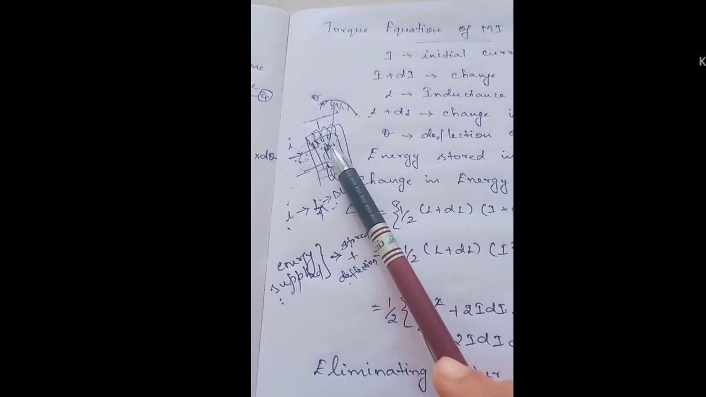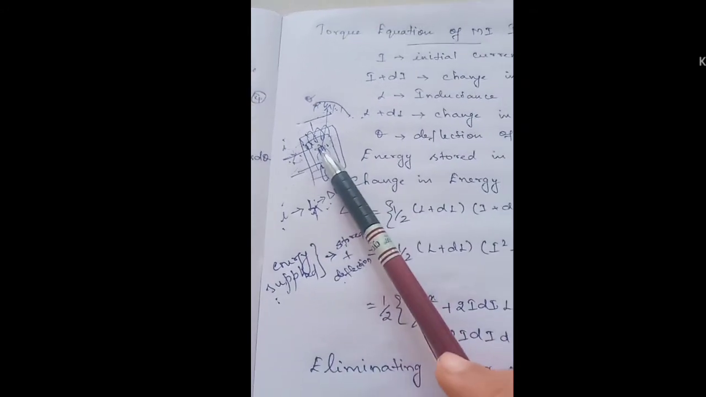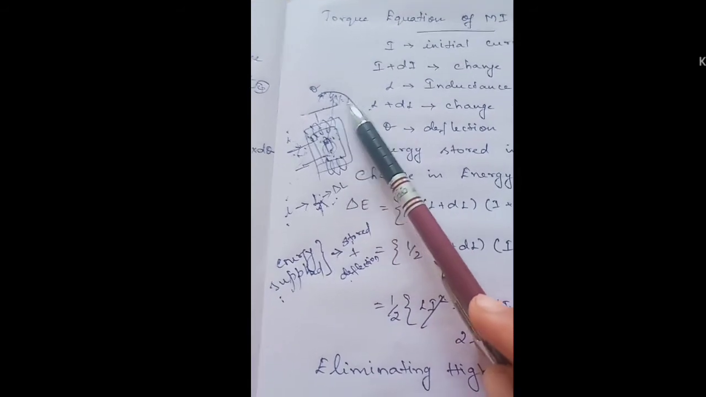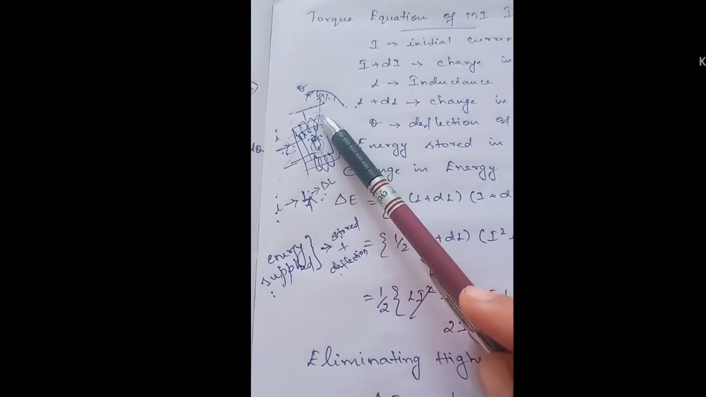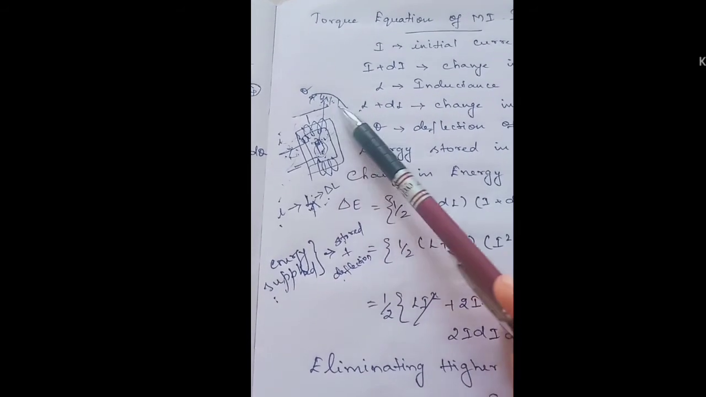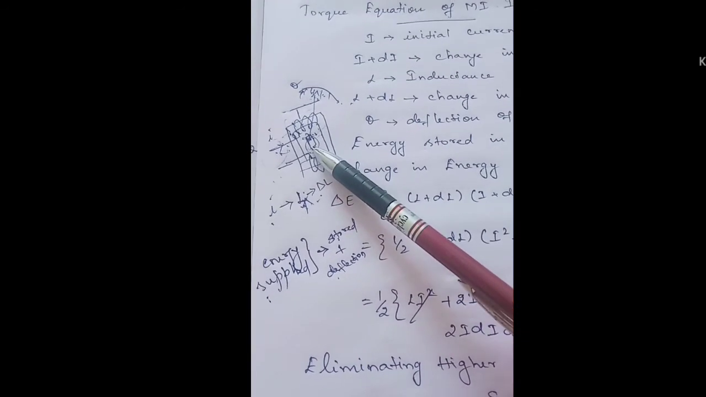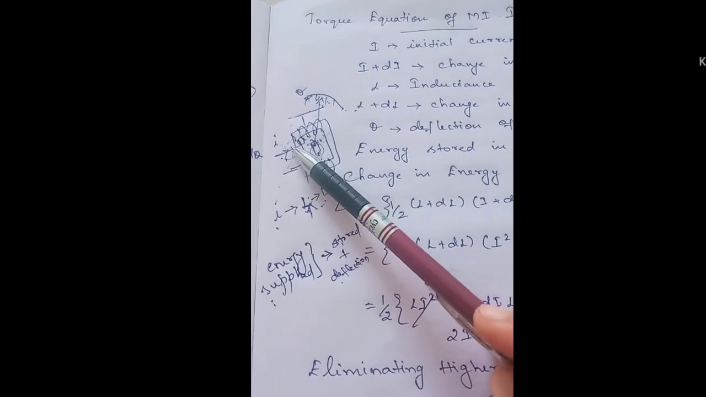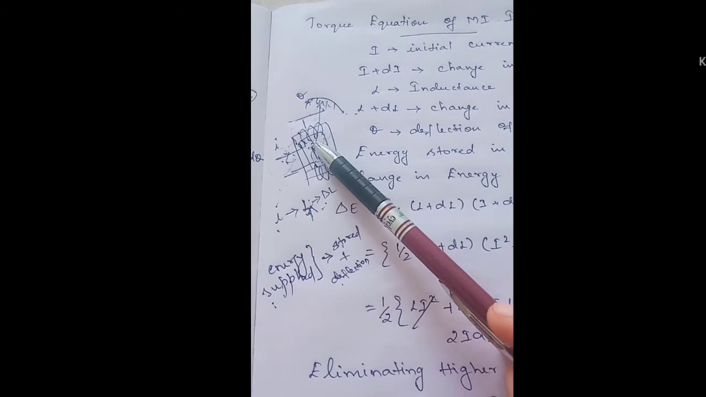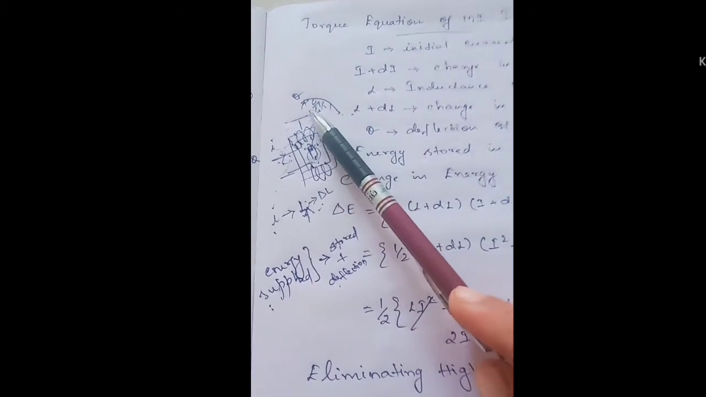So there will be some movement in this iron piece. The pointer that is attached to this iron piece gets deflected, making an angle theta. So that acts as the deflection. The deflecting torque is developed by means of this movement of the iron piece. Whatever energy is supplied from the source is stored in this inductor in the form of inductance, and it creates some work done on the pointer to deflect.